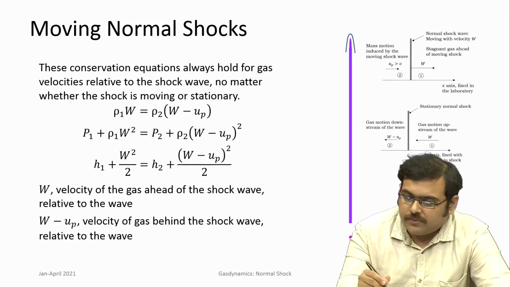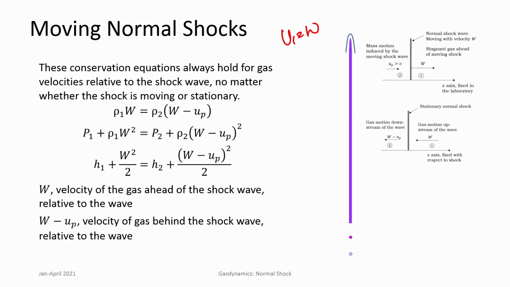So, now we know upstream of the shock u1 is equal to w, and downstream of the shock the relative velocity with respect to the shock is w minus up. So, we can write these equations in terms of w and w minus up: rho 1 w equals rho 2 (w minus up) is mass conservation; p1 plus rho 1 w squared is equal to p2 plus rho 2 (w minus up) squared is momentum conservation; and h1 plus w squared by 2 is equal to h2 plus (w minus up) squared by 2. So, this is energy conservation.